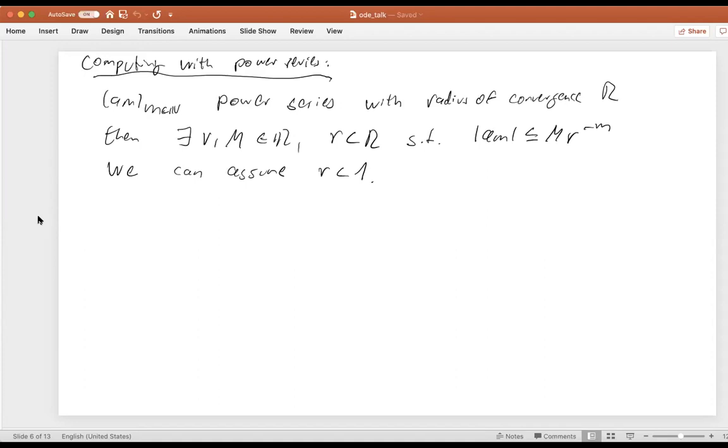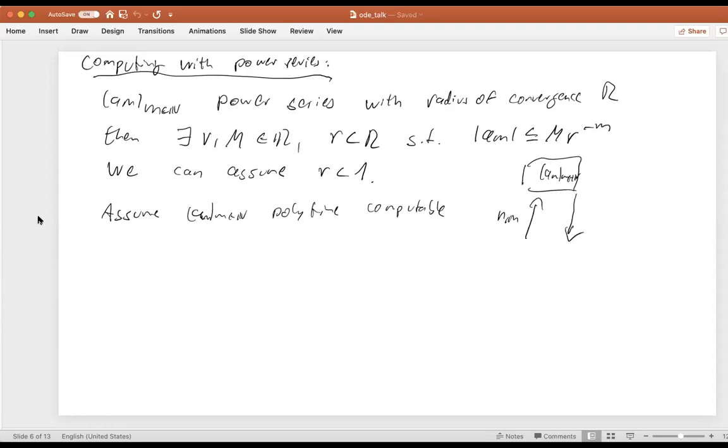Okay, so now also if we assume A is polynomial time computable, so the sequence A_m is polynomial time computable, by which we just mean there's a polynomial time algorithm that computes A_m in the sense that we get as input n and m, and as output a 2 to the minus n rational approximation of A_m in time polynomial in n plus m.